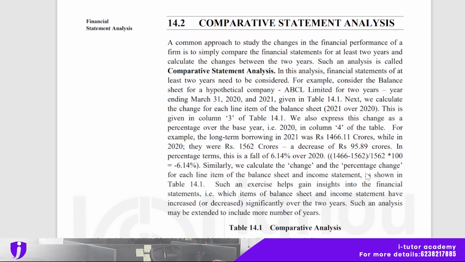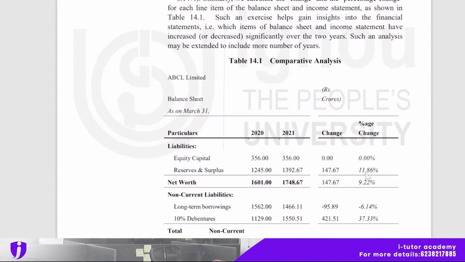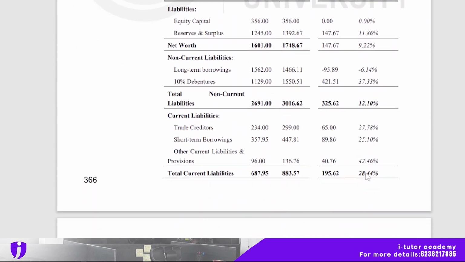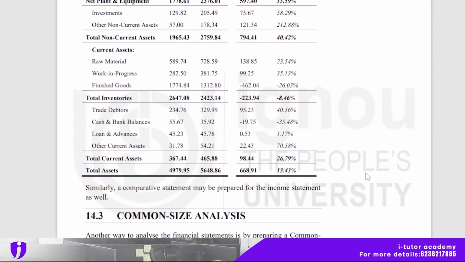And comparative statement analysis. A common approach to study the changes in the financial performance of a firm is to simply compare the financial statements for at least 2 years and calculate the changes between the 2 years. Such an analysis is called comparative statement analysis. In this analysis, financial statements of at least 2 years need to be considered. An example is here, you just go through it, and the comparative analysis table is also here. You just go through this table, it will help your understanding for your studies.